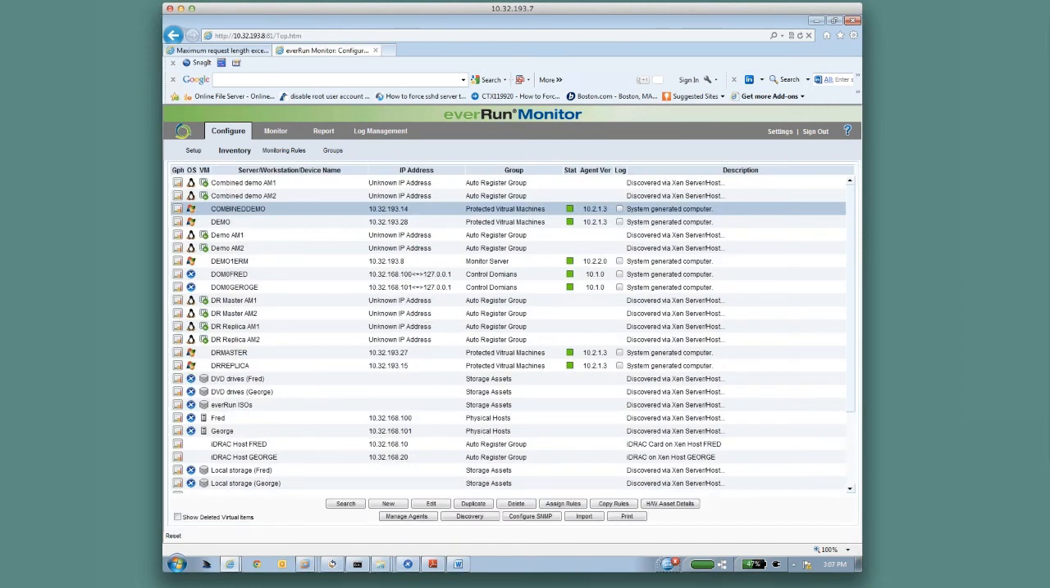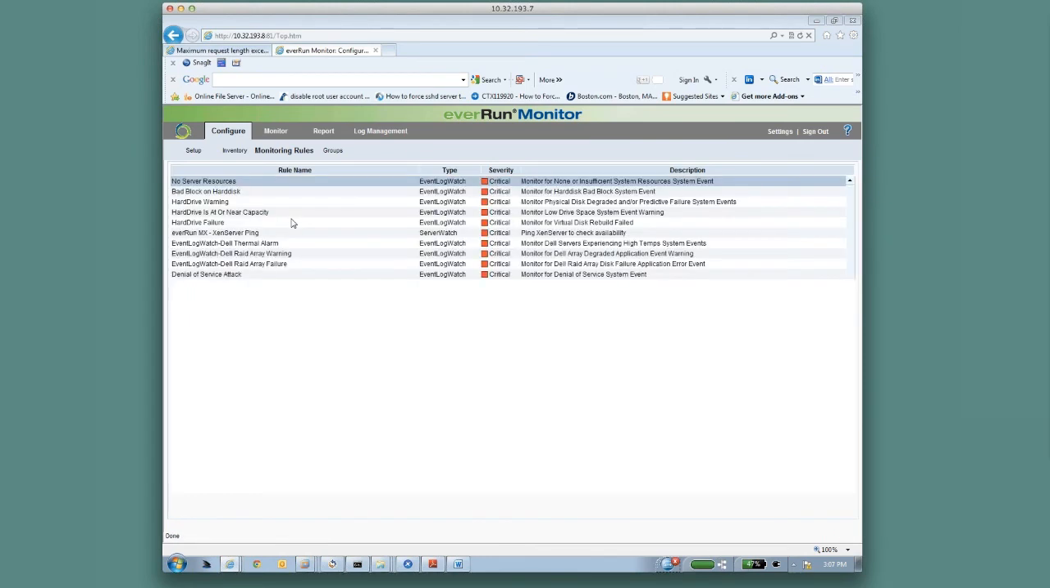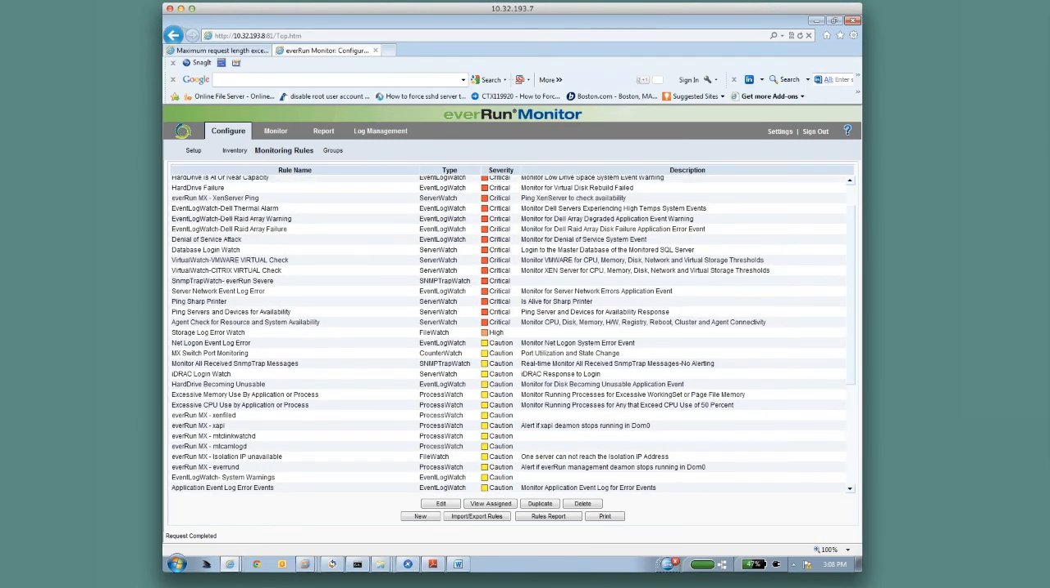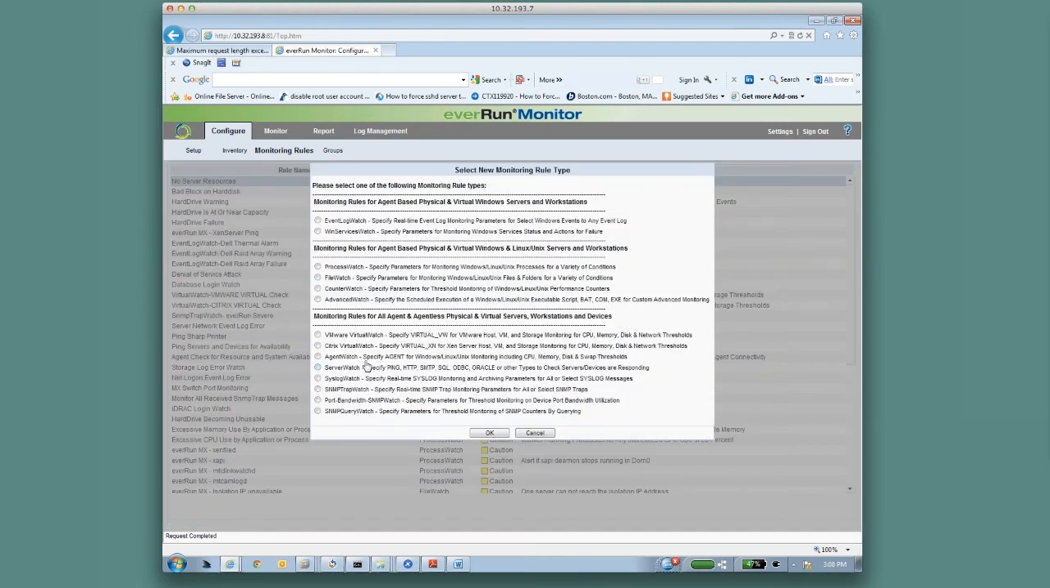Now, the other thing you can do here is assign or set up your own monitoring rules. We ship this product with a lot of monitoring rules that have already been established. And we did that for a reason. We don't want people to have to start from scratch. We've done that with MX. As you can see here, we've got a whole group of MX monitoring rules that come pre-configured. But there's also a bunch of basic monitoring rules. But the important thing here is you can come in and create your new monitoring rule.